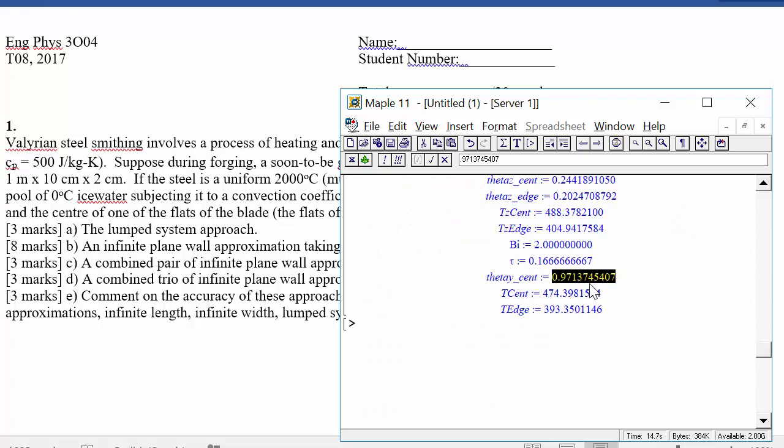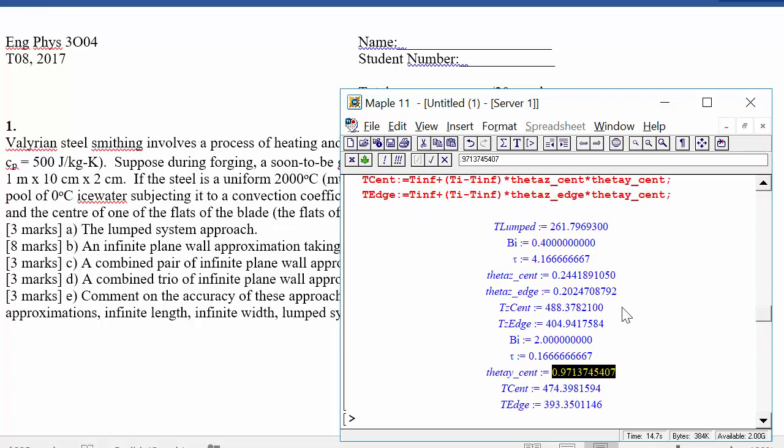Theta y cent is now very close to 1, because after this amount of Fourier number, we haven't had much time to cool down from the original temperature of the object there in the width direction. So most of the reduction in temperature comes from that 1 centimeter distance it has to move, not from the 5 centimeter distance it has to move, and that kind of makes sense.